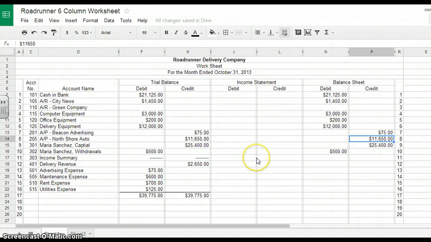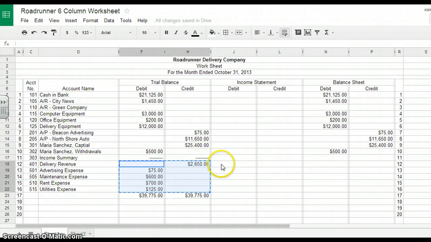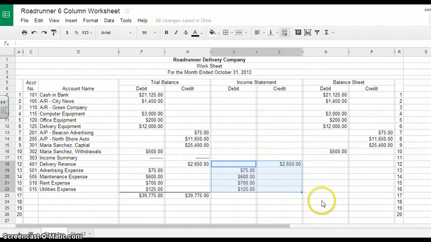Now, for our income statement, we are going to take our temporary accounts, our revenue and our expenses. So we are going to take the 400 and the 500 numbered accounts, and we are literally going to copy and paste them over in our income statement, okay? Now, we need to figure out what the totals are for these rows, right?